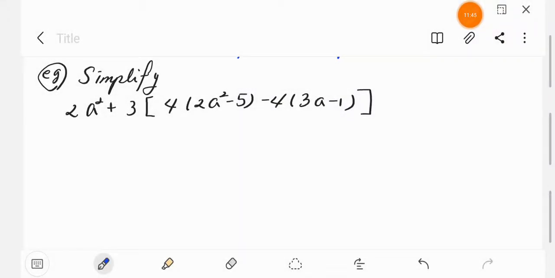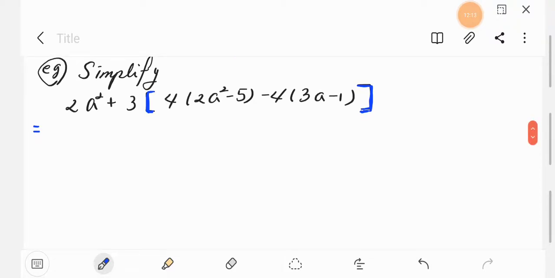Okay, let's simplify this expression. When you look at this expression, what happens? There are so many brackets. So this is a bracket, an opening bracket and a closing bracket. Do you remember when you simplify an expression, we have to simplify parentheses first, right? So this bracket is the largest parentheses in this case.